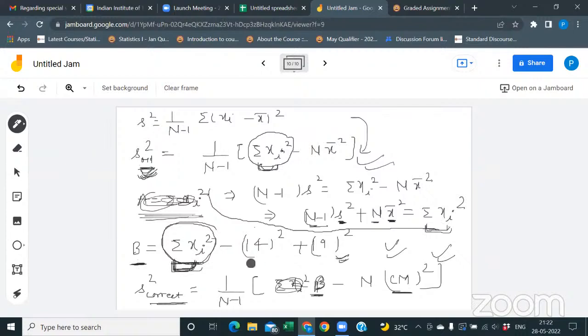This old minus, corrected, minus square of the wrong observation plus square of the correct observation. Got it?